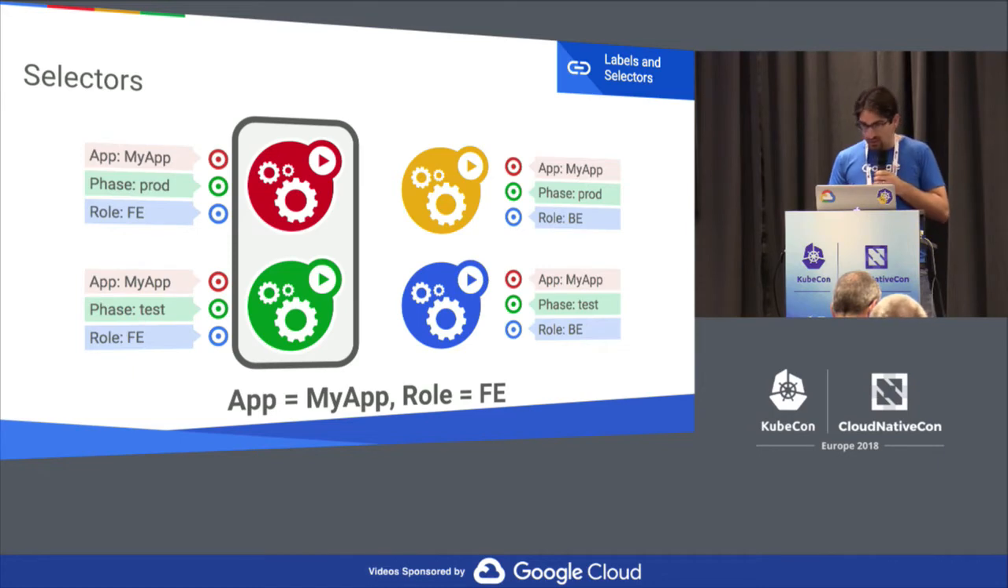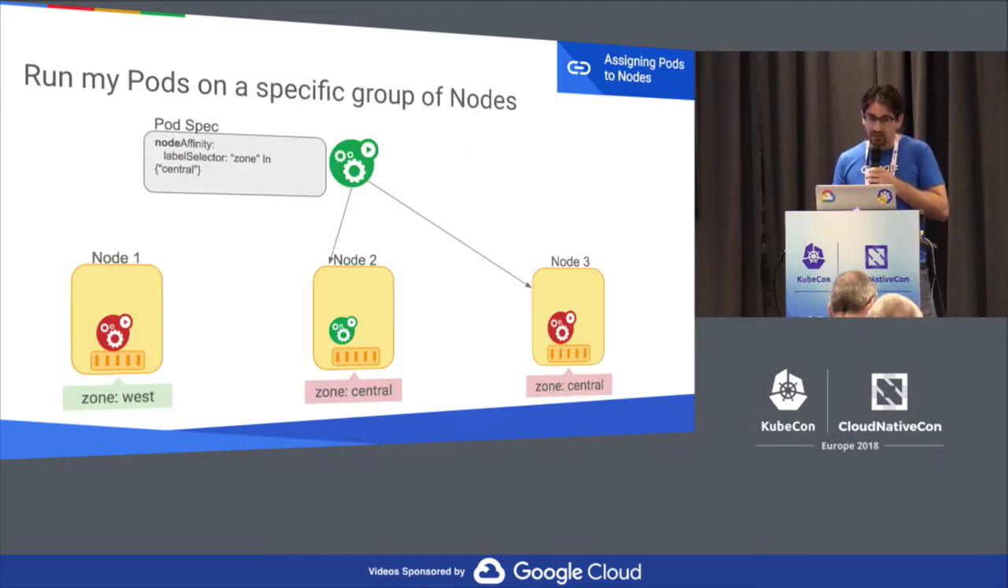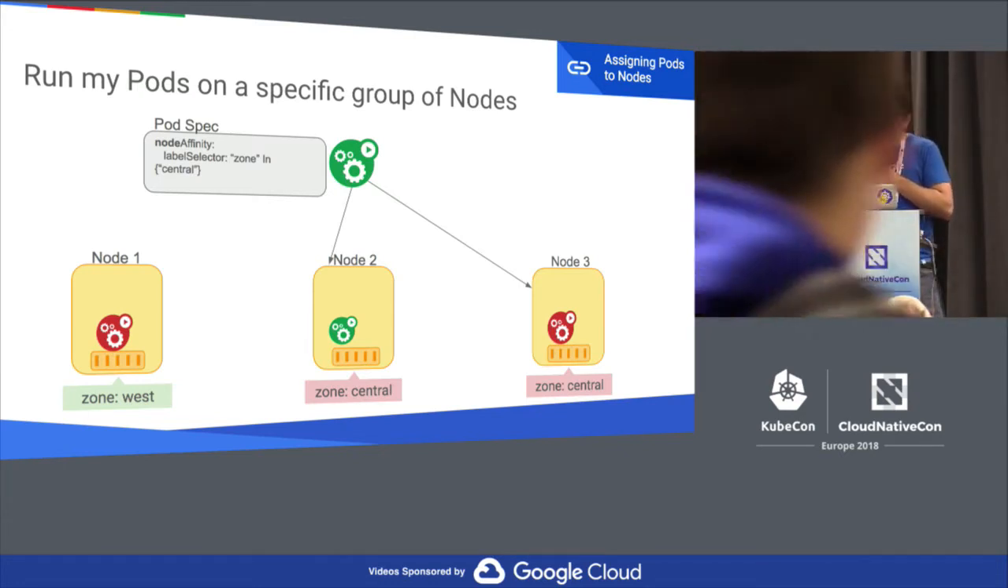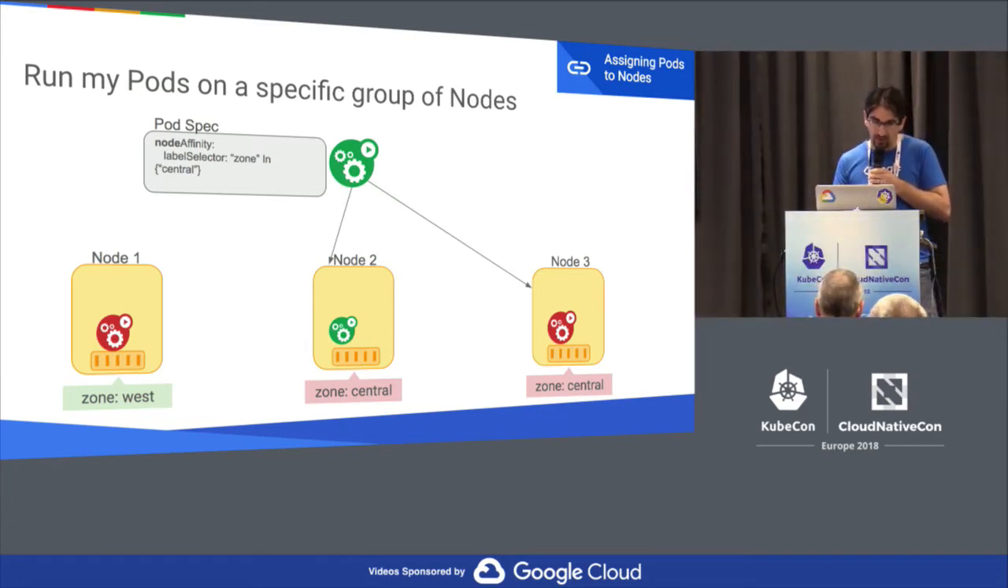So given that, how could we target a specific set of nodes for your pod? We have something called node affinity, which uses one of these selectors to get a specific set of nodes. In this case, we require that our pod will run on a node that matches this label selector. So when we talk about filtering out the nodes, node 1 would get filtered out as not a viable candidate for this pod to run on because it doesn't have zone central.